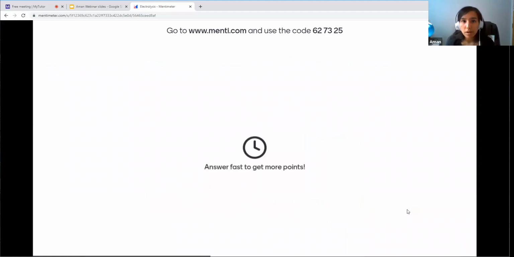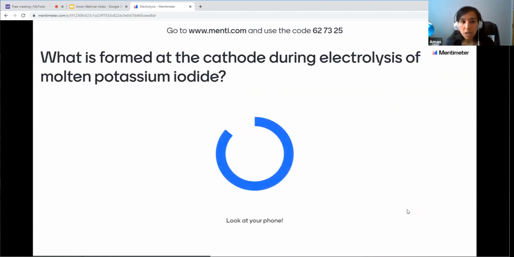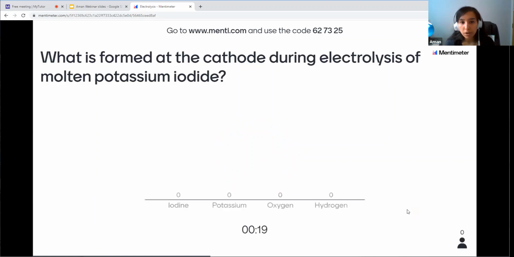Okay, next question should be coming up now. So what's formed at the cathode during electrolysis of molten potassium iodide? So the keyword is molten potassium iodide at the cathode. At the cathode, what's produced? Is it iodine, potassium, oxygen, or hydrogen? So it's molten.